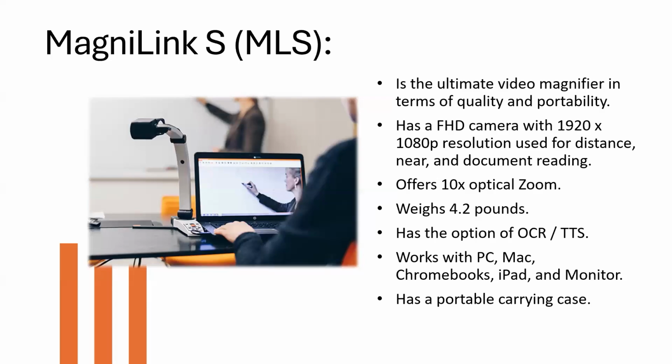So using the MLS, of course, it has a full HD camera. It's 1920 by 1080 resolution. You can use it for distance, near, and document reading. It does offer 10x optical zoom. It's super lightweight. It only weighs 4.2 pounds, and it has the option of OCR and TTS.